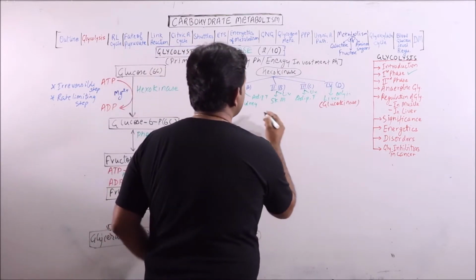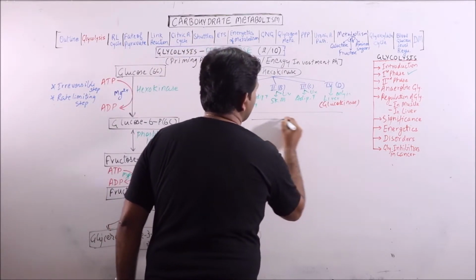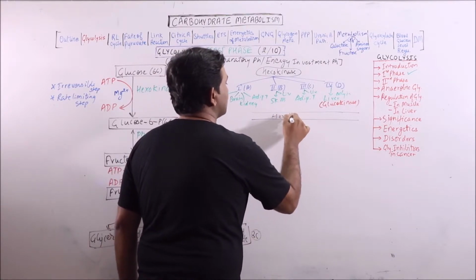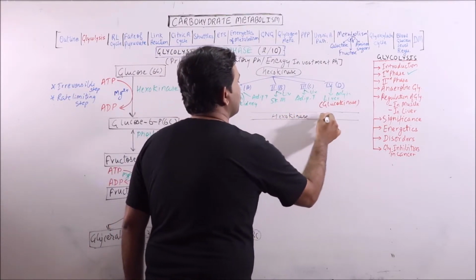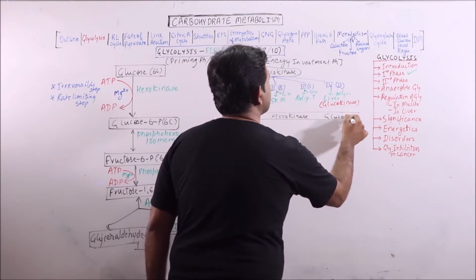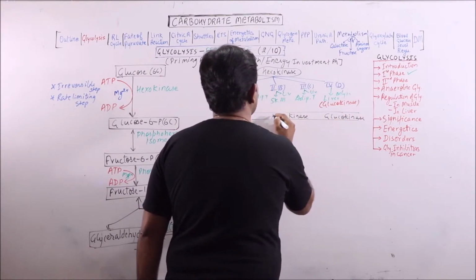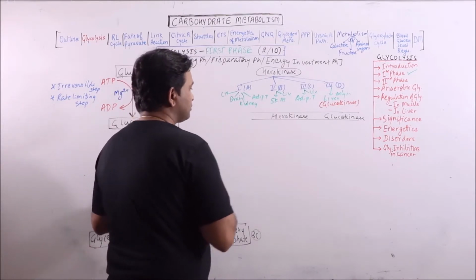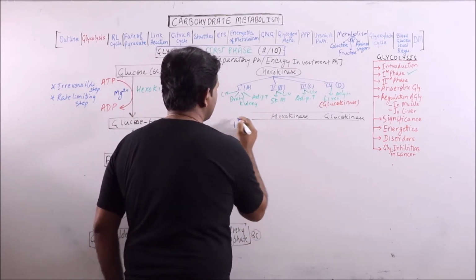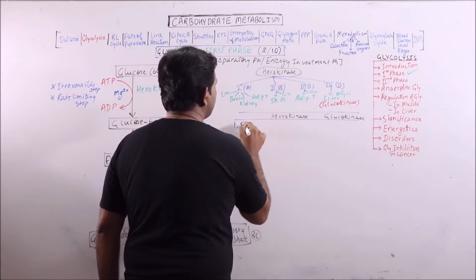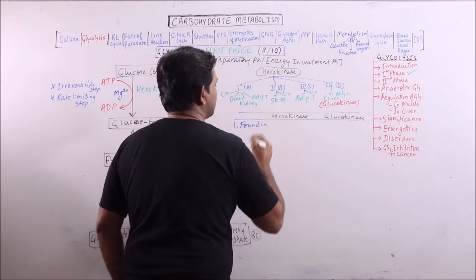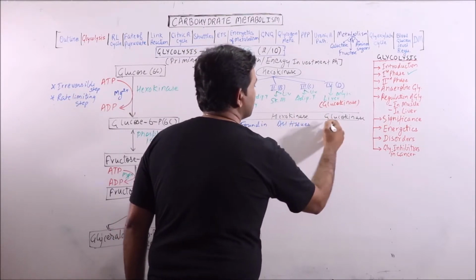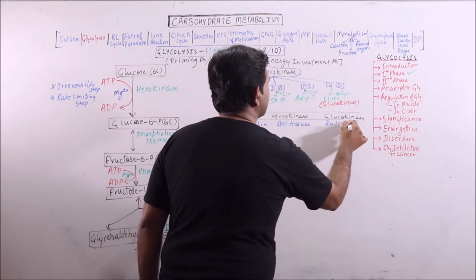Now we'll compare the hexokinase with glucokinase. That is, it is 1, 2, 3 and that one is 4. It is found in all tissues, and the other in liver only.